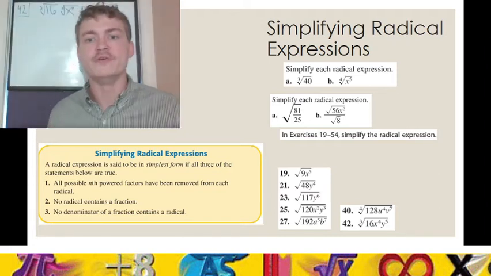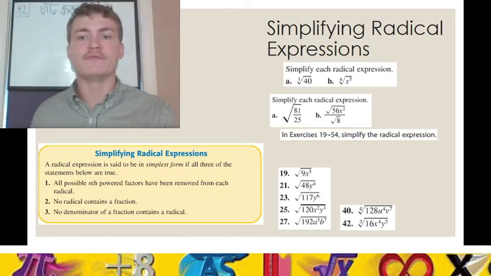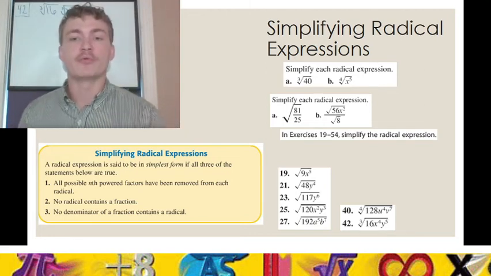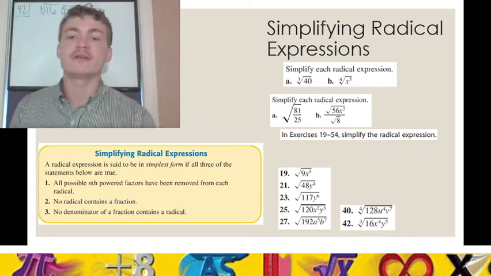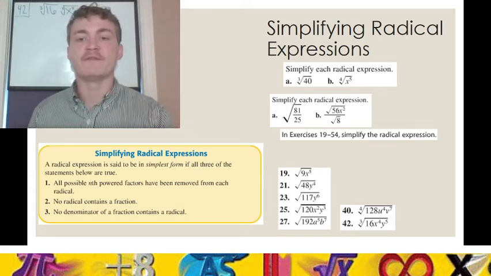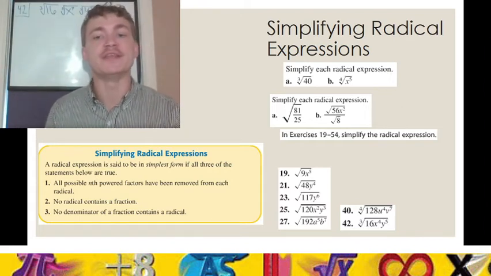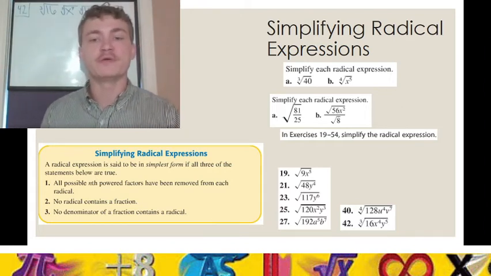For number 42, we have the cube root of 16x to the fourth y to the fifth. Our radicand is 16 multiplied by x to the fourth multiplied by y to the fifth. Thus, by our product rule for radicals here, we will take each factor, 16, x to the fourth, and y to the fifth, and place them under their own radical. Here, our root is 3. This is the cube root. Therefore, the root is equal to 3.